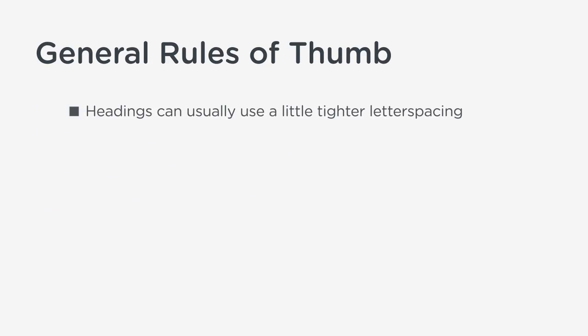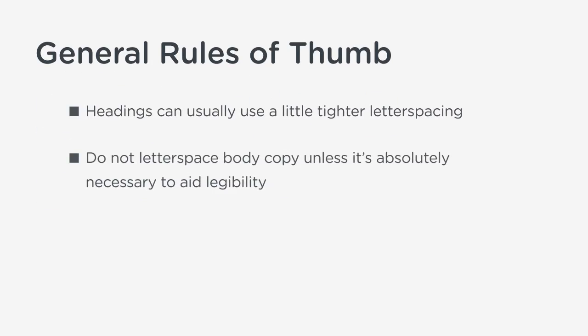General rules of thumb are: 1. Headings can usually use a little tighter letter spacing. 2. Do not letter space body copy unless it's absolutely necessary to aid legibility. And 3. Don't letter space your type out too much as words and spaces will get muddled. Now, let's look at kerning.